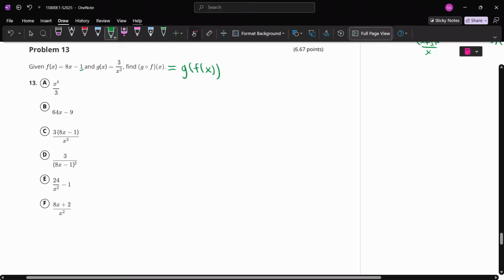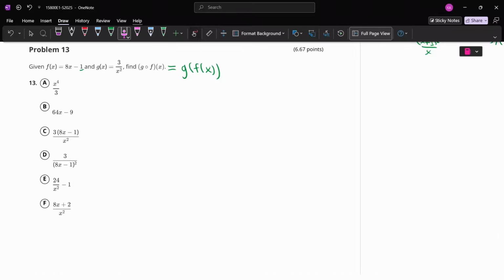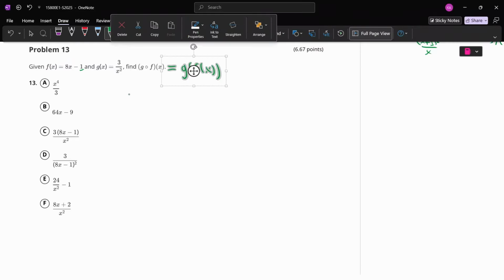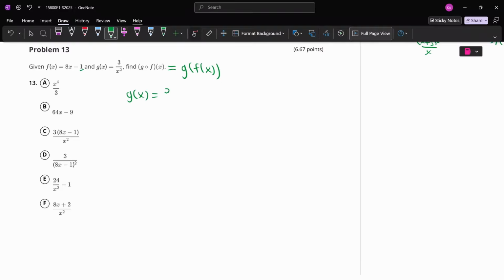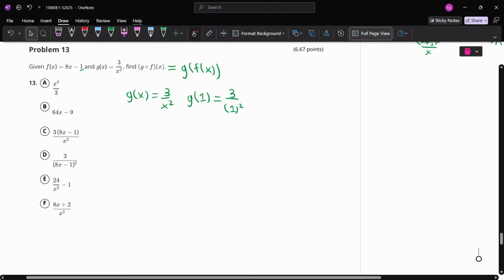And so with that in mind, all we have to do is plug in f of x. We substitute the x in g of x with whatever f of x is, and then simplify. Let's go back to the case where g of x is equal to 3x plus 2, and we want to find, let's say, g of 1. This would be equal to 3 over 1 squared, right? So similarly, in this case of g of f of x, every time we see an x, we're replacing it with whatever f of x is equal to.